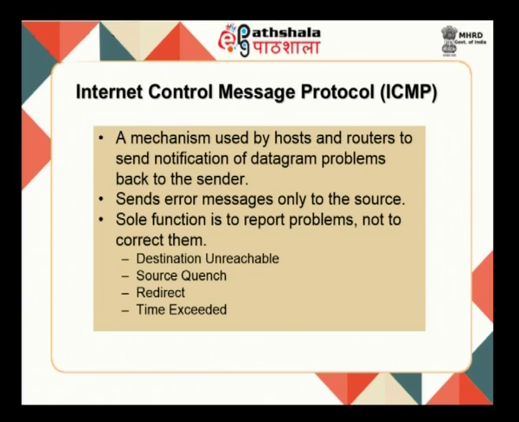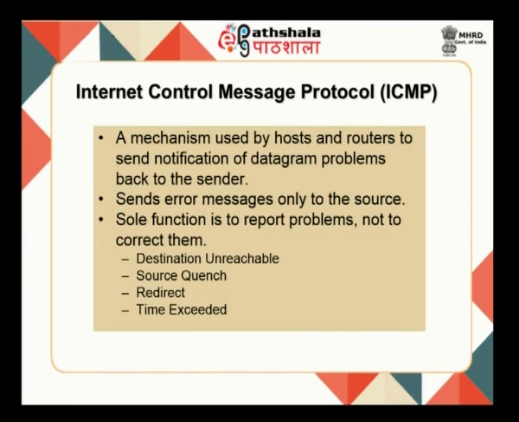Some of the messages that can be sent by this protocol are destination unreachable, source quench, redirect and time exceeded. When a router identifies that the destination could not be reached, because some host got into an error or could not be connected in the internet, the router sends a destination unreachable message to the source, saying that the packet could not reach the destination.